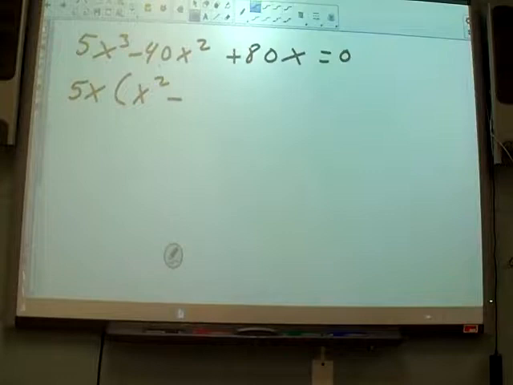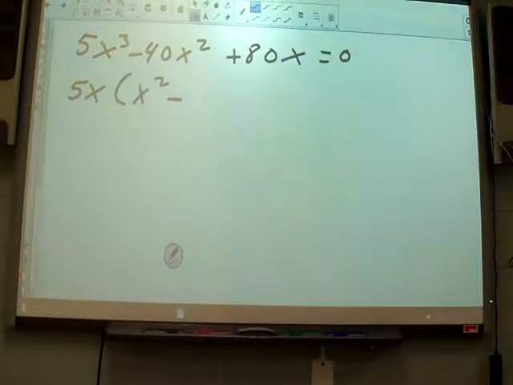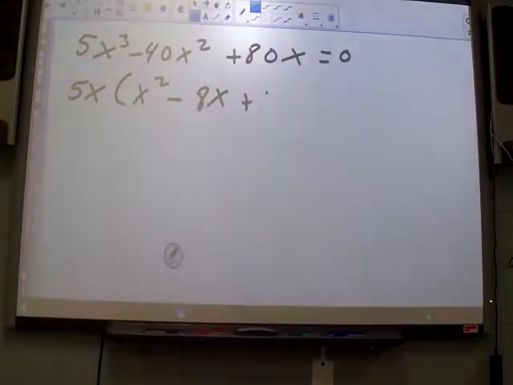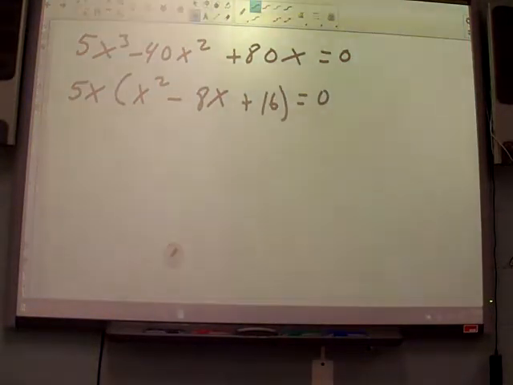It was a 40x squared. I divided it by 5x. What would be left? Negative 8x. Good. Bring down this plus sign. It was an 80x, and I divided it by 5x. It'd be a 16. Very good.